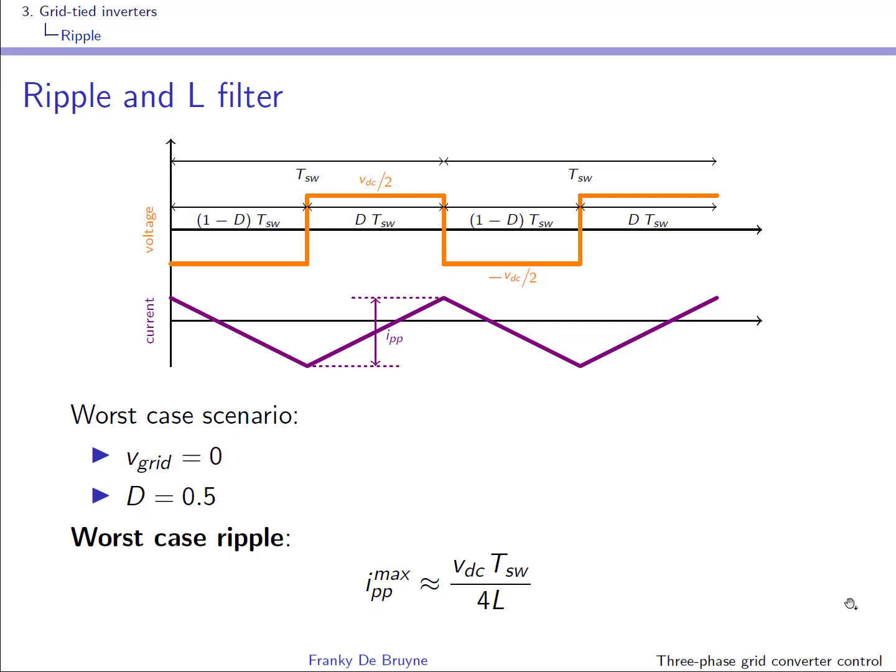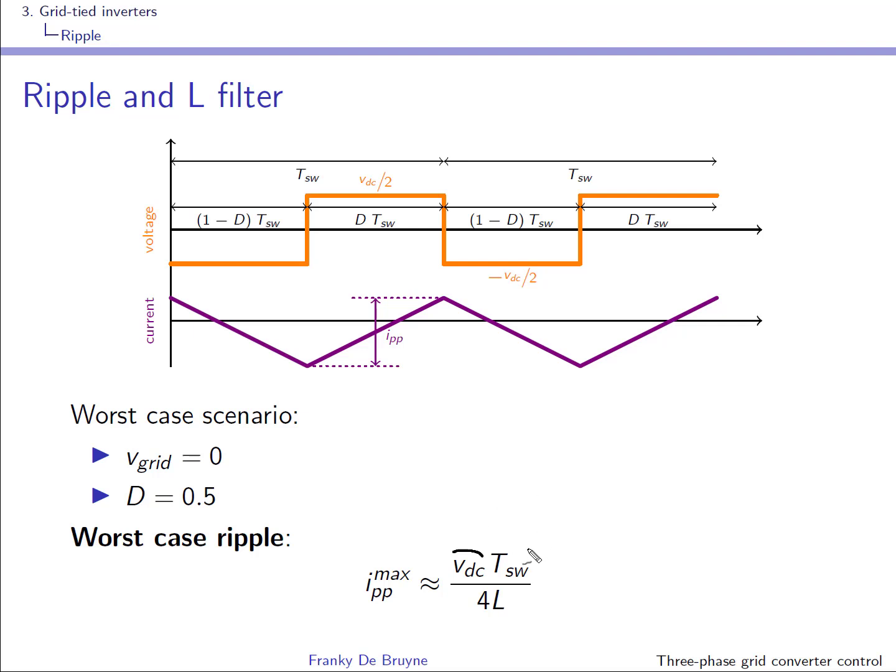So you see that this worst case ripple is influenced by 3 parameters. The first one is the voltage of your bus, VDC. So you could decide to decrease VDC, but this is not such a good idea, because then you also decrease the maximum inverter voltage that you can achieve. Remember that the inverter voltage that you can achieve is between minus VDC over 2 and VDC over 2. If you decrease VDC, your achievable inverter voltage decreases in absolute value.